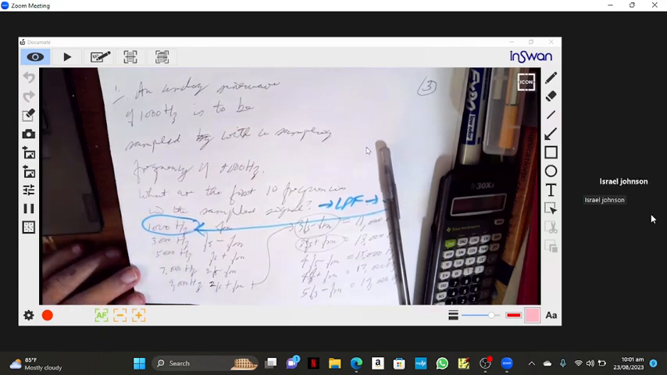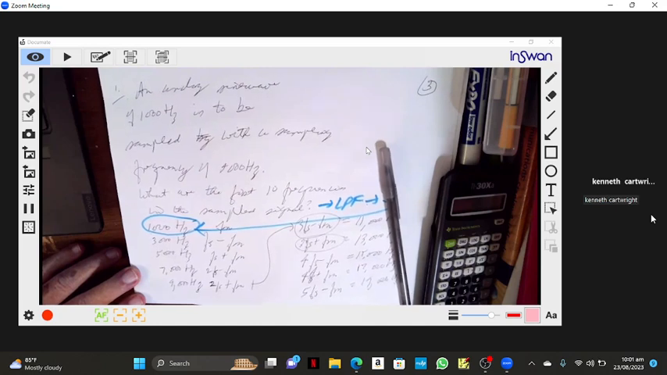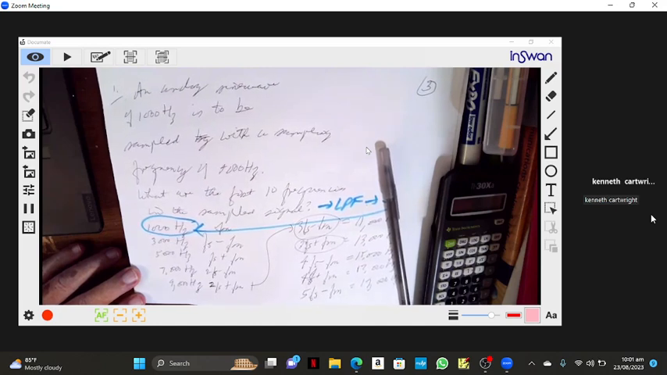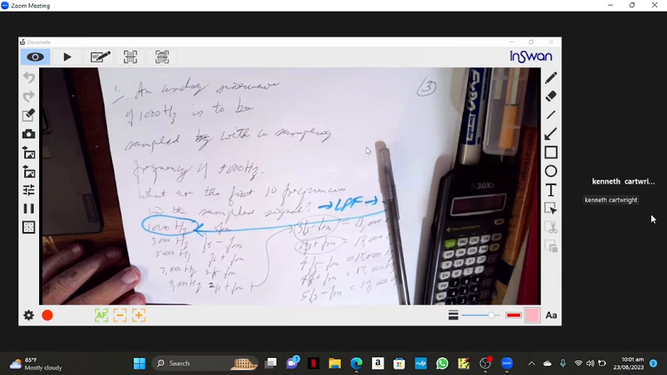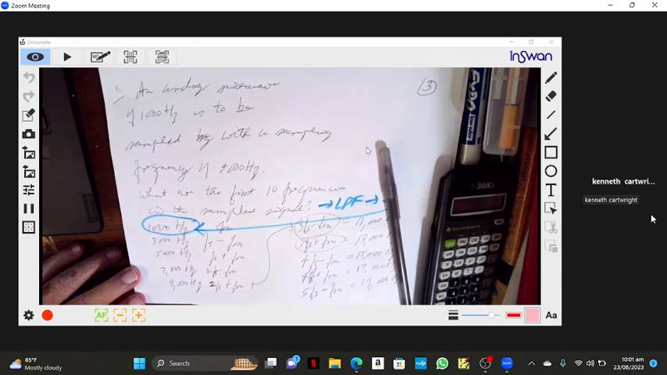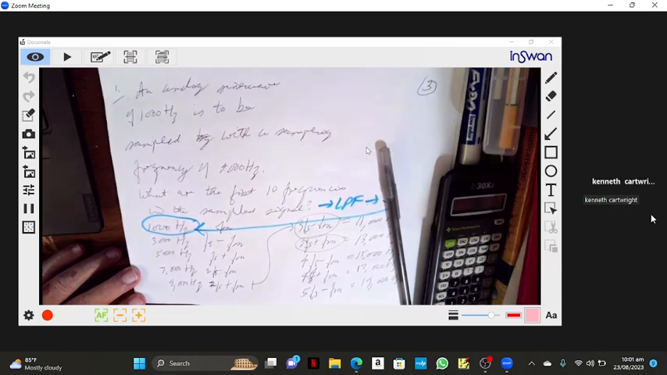Dr. Cartwright, are you talking about the things with the arrow, or the two properties? I'm talking about how do you create a digital signal? I told you what a digital signal was. What do we need to do to an analog signal to make it digital? You folks don't listen very well.